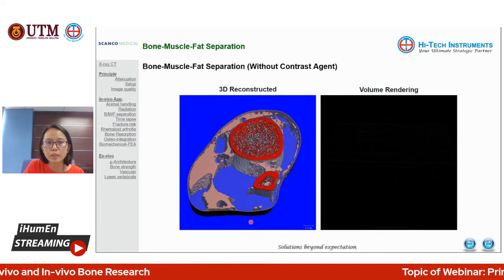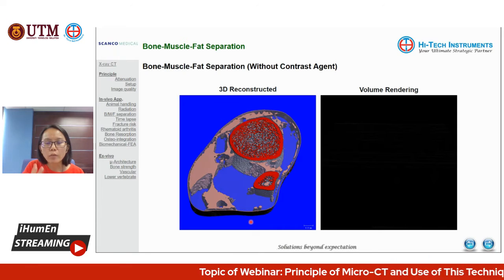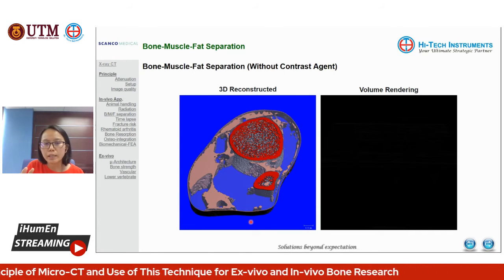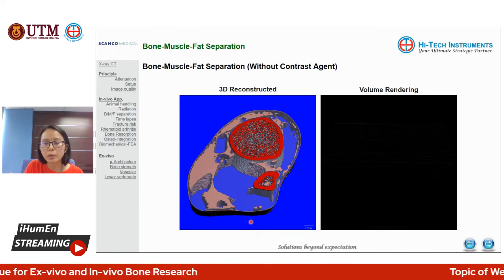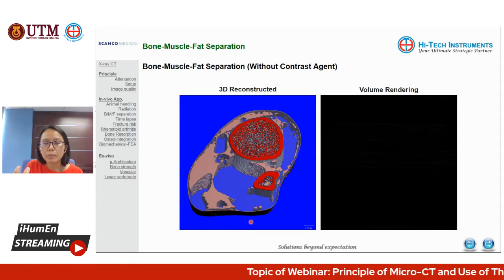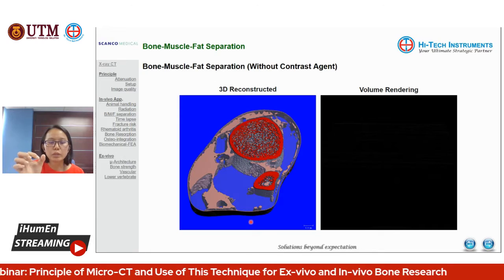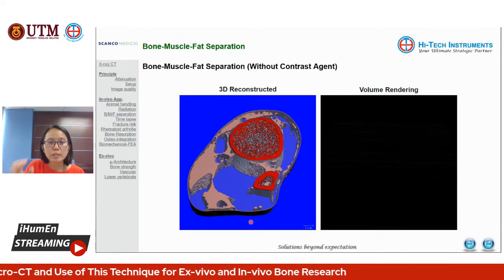Okay, next, we come to bone, muscle and fat separation. If your main target is just the bone itself, it's pretty easy. You just go to 70 kV and you can get a high resolution of the bone. But in some research, if you would like to study both fat and muscle, you need to re-optimize. You need to find the settings that are able to give you a good differentiation between all these 3 materials.